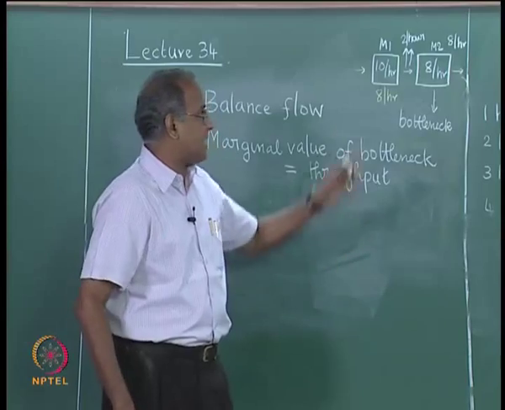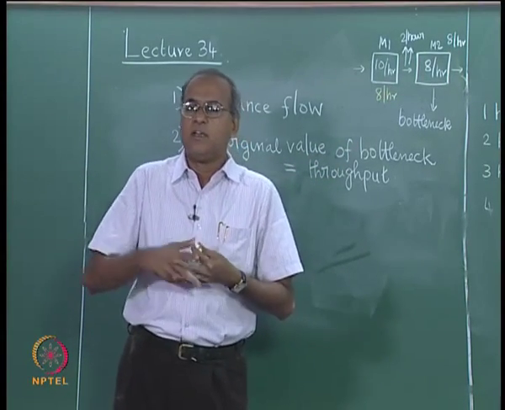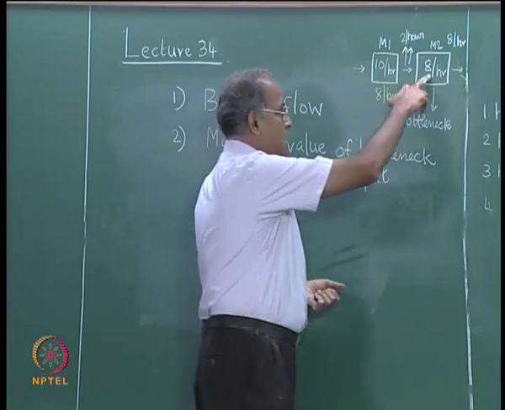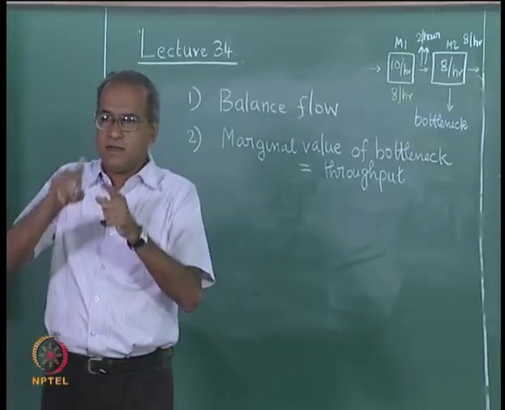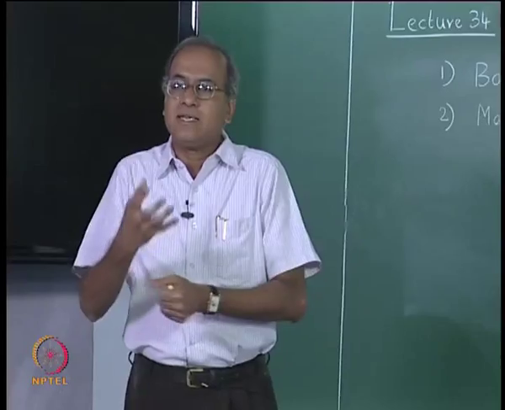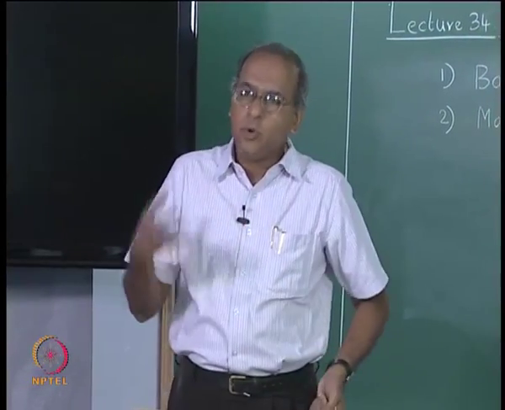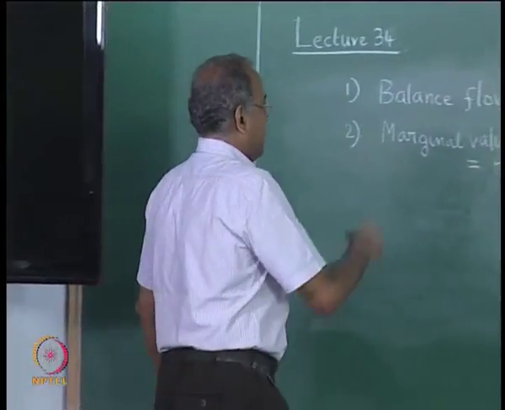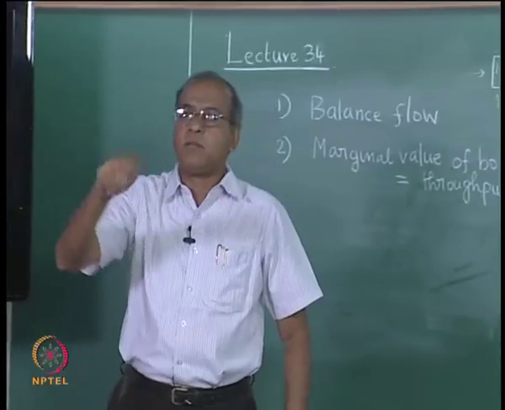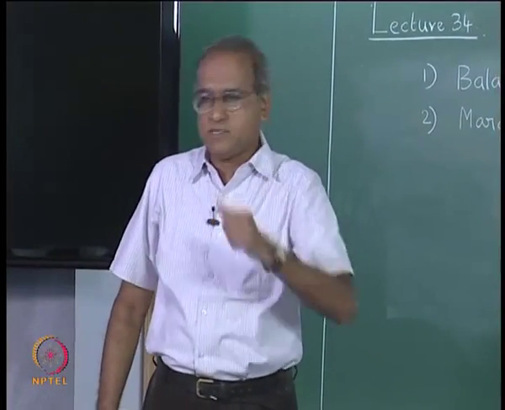So, throughput in this case, if we say the unit profit is 10, if we are able to increase the capacity by 1 as 9 per hour, then the increase is 10. Therefore, the amount of extra money that I can spend to increase the capacity from 8 per hour to 9 per hour is a maximum of 10, which is the profit per piece.